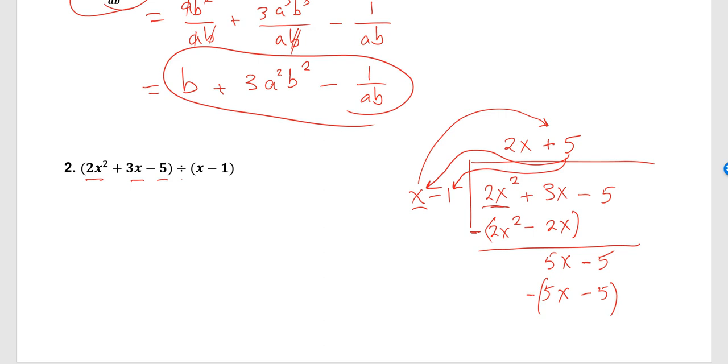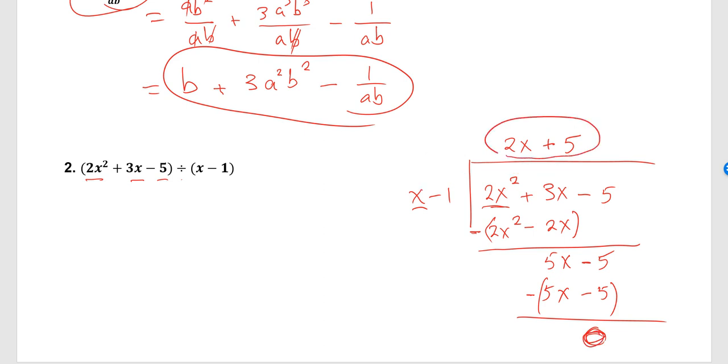5x minus 5x is just 0. Minus 5 minus negative 5, which is minus 5 plus 5, which is 0. Okay? So 0. So the end result is 0. Remainder is 0. So lo and behold, this is our result from dividing 2x squared plus 3x minus 5 by x minus 1. So that gives me 2x plus 5.